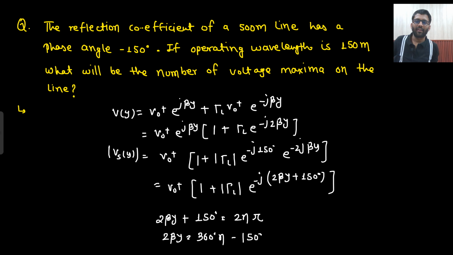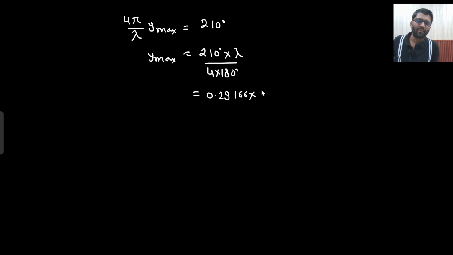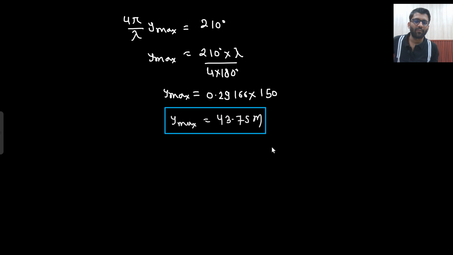What is the value of lambda here? Lambda is 150 meter, since the wavelength is mentioned, so I will multiply by 150. 0.29166 into 150, I get 43.75. In these kinds of problems, you always need to calculate the exact values. So your first voltage maxima is occurring at 43.75 meter.